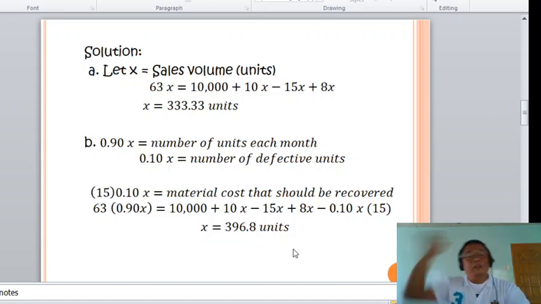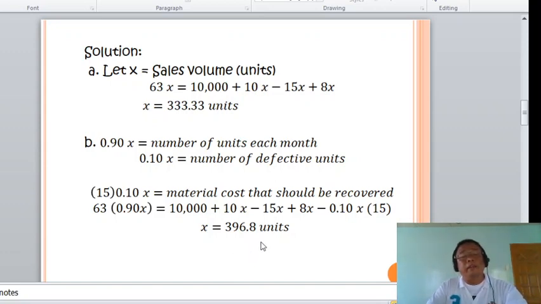The value now is 396.8. So meaning, class, if you sold 396.8 units, you are now at the break-even point. If you sold 400 up, there is now an increase of profit. That is, class, how you are going to solve the break-even points.